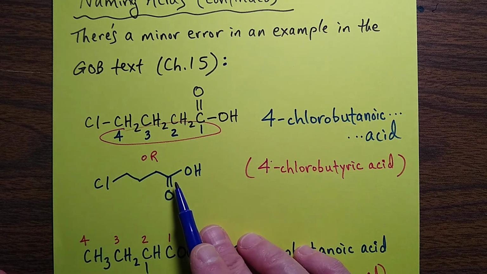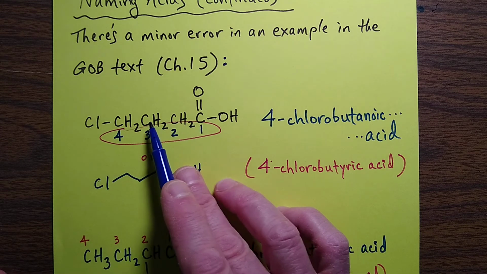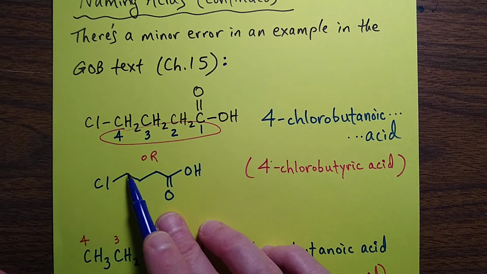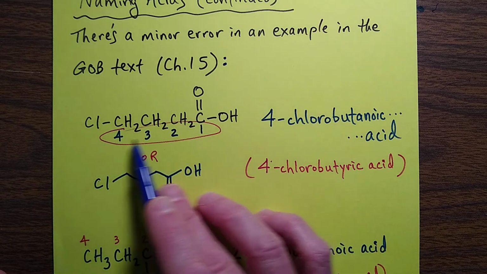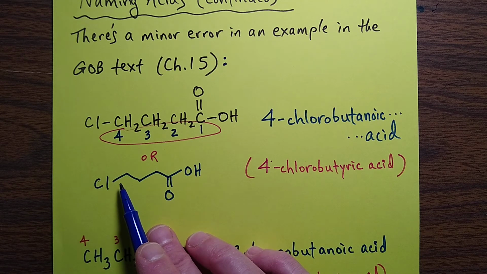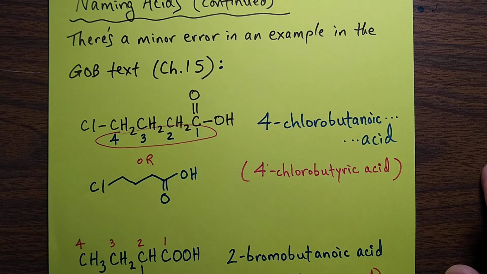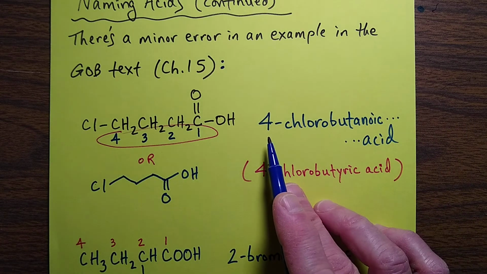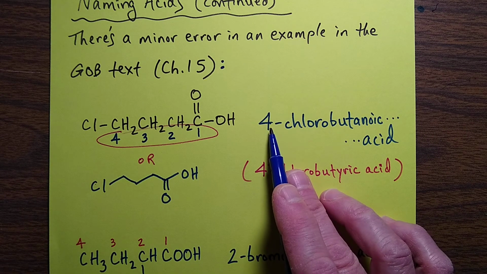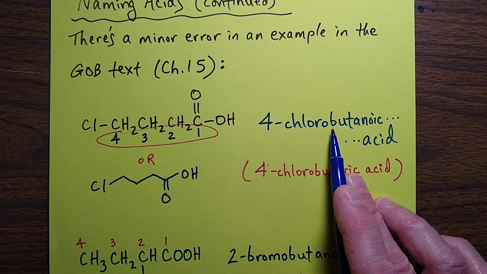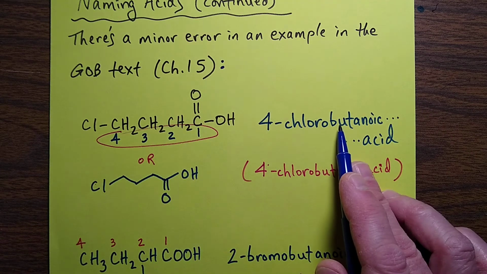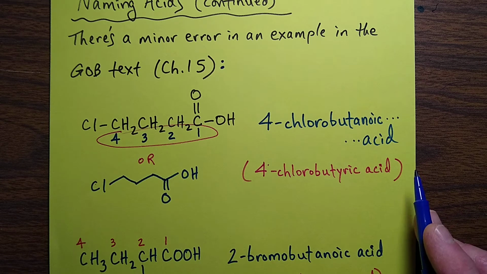So here I've drawn the line drawing of it as well. 1, 2, 3, 4 carbons long. There's my 4 carbons here in the line drawing. The chlorine's attached at the end at the 4 position. So just like we've named the rest of these molecules, you name the substituents first, 4-chloro, and that takes care of everything. So just name it butanoic acid.